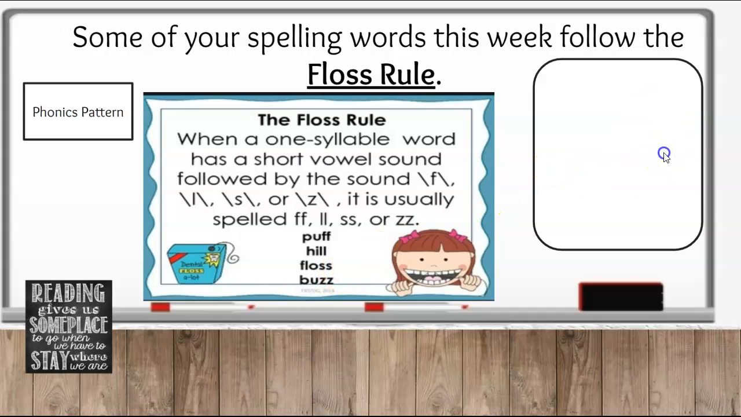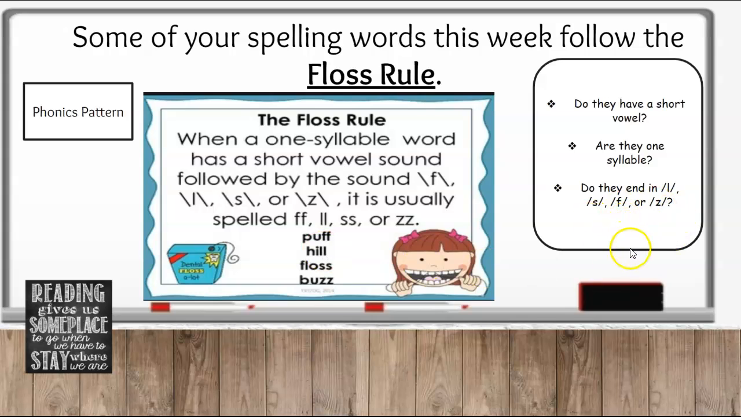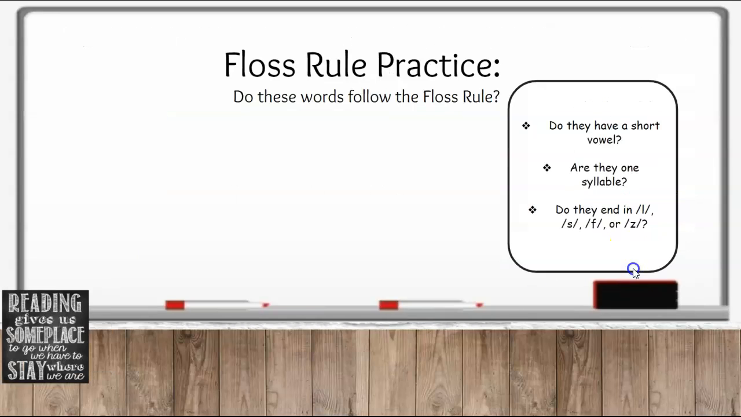Okay, so over here, we're going to be looking at our words, and we're going to recognize first: do they have a short vowel? Like in the word hill, it has a short vowel. Are they one syllable? Hill. Yep, that's one syllable. And do they have the sound l, s, f, or z at the end? Well, hill has l, so I would double that L. Okay, so those are important rules for following the floss rule.